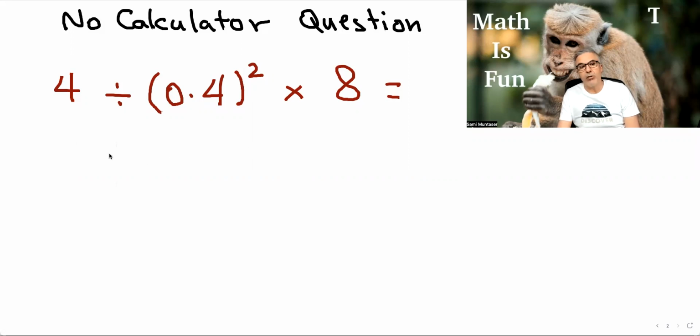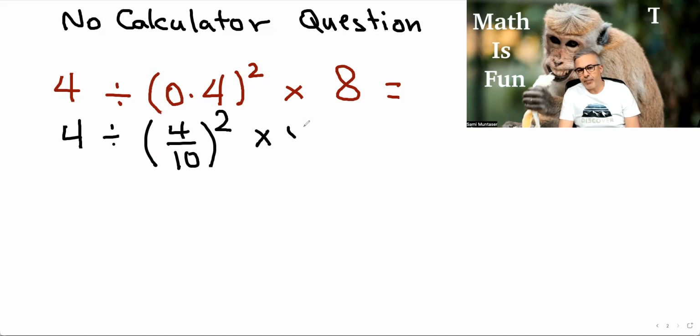But what I recommend though is you go 4 divided by, and we know 0.4, we could change that to 4/10 as a fraction, because 0.4, this is the 10th decimal. So if it's the 10th decimal, then if you change it to a fraction, you make it 4/10. And we still have the square times 8.